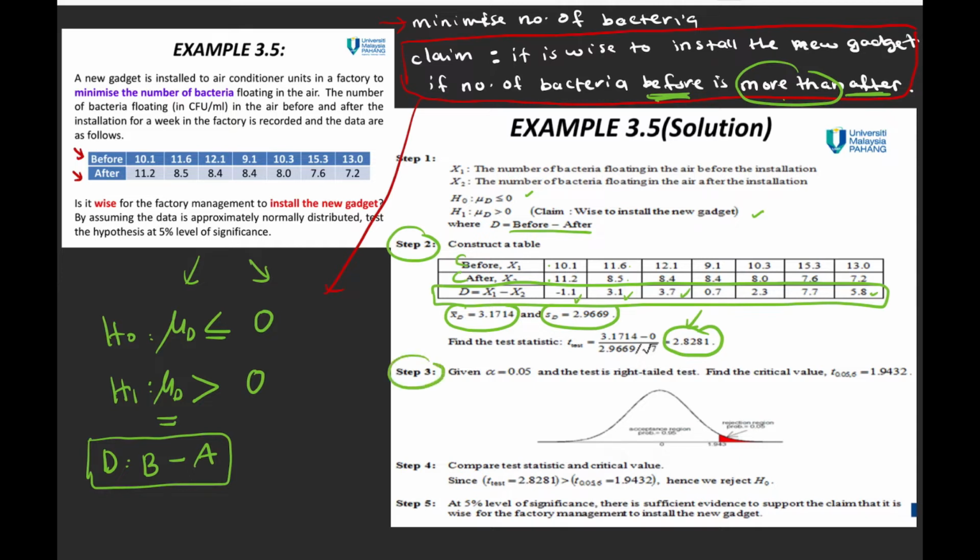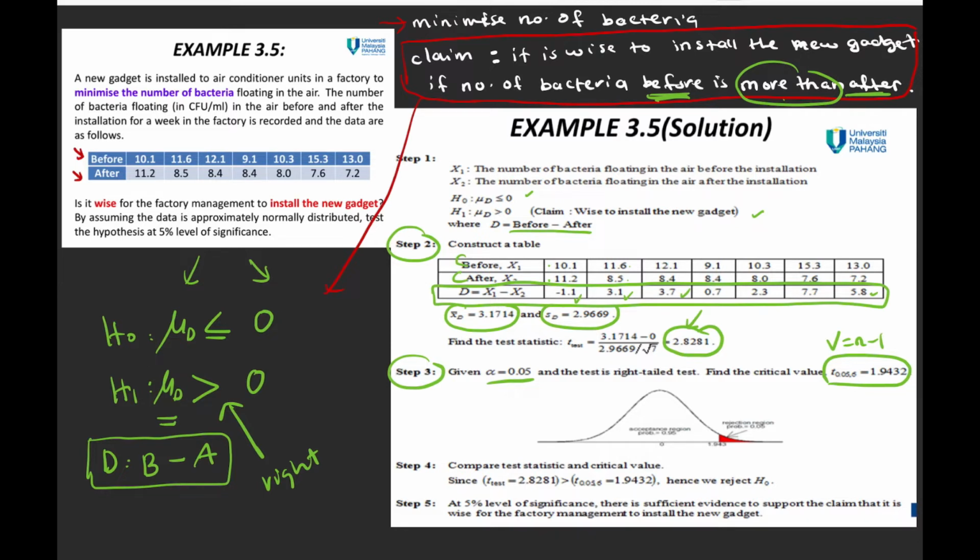Step number 3, critical value. Is it one tail or two tail? Look at here. Greater than, so it is a right tail. One tail, alpha cannot be divided by 2. So alpha 0.05, t 0.05, nu is equal to n minus 1. Okay, so you will get here 1.9432.